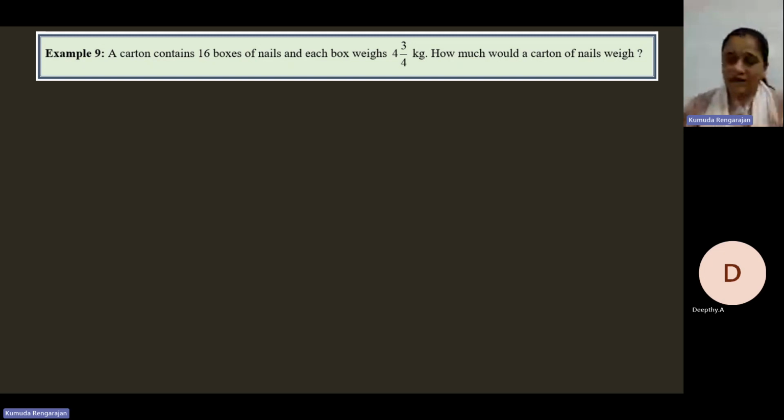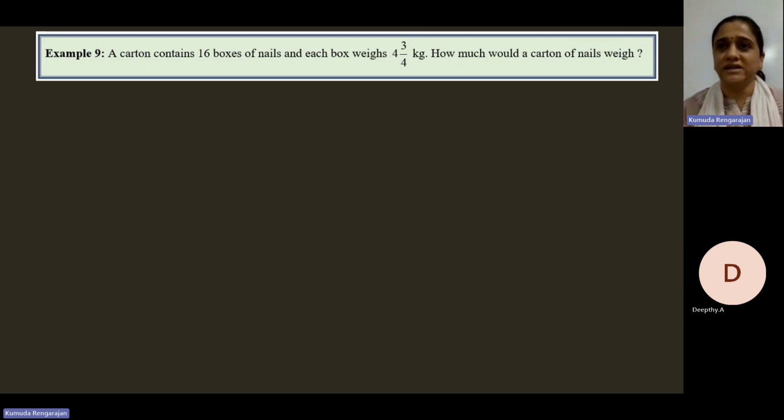So a carton is a big box. Inside that there are 16 smaller boxes. A big box, and inside that big box there are 16 smaller boxes. So a carton contains 16 boxes of nails. Nails meaning not this nail. Nails, what you drive into the wall, all right?